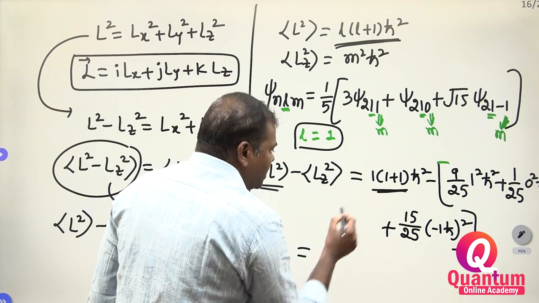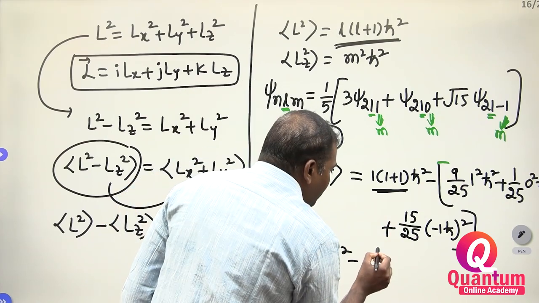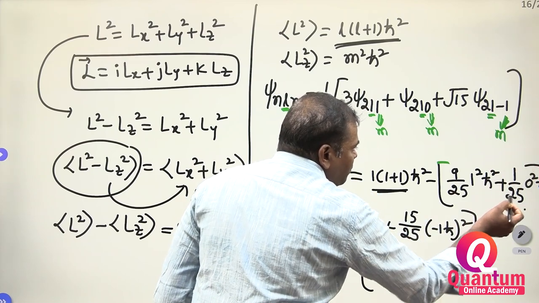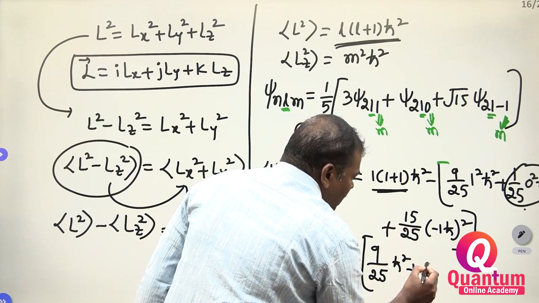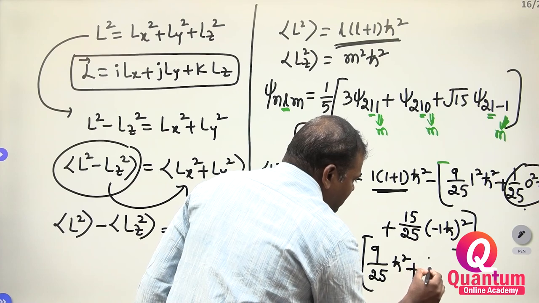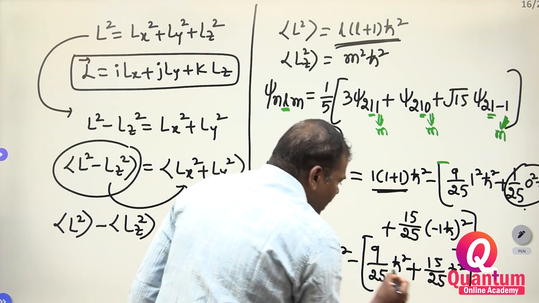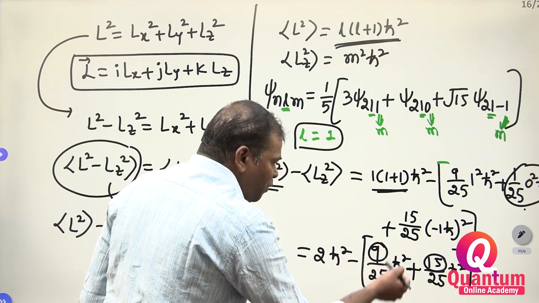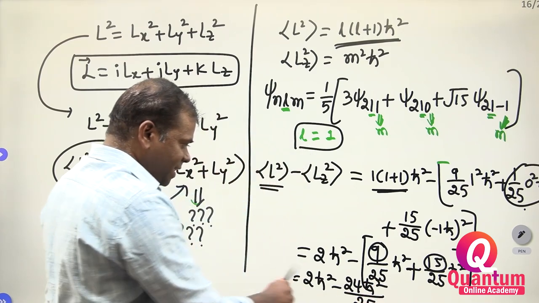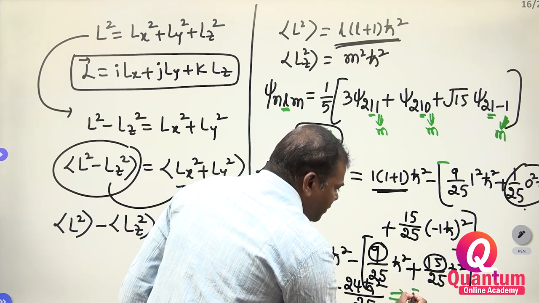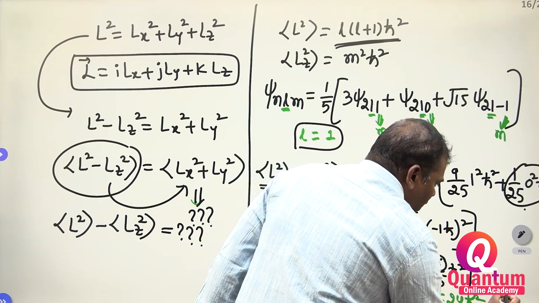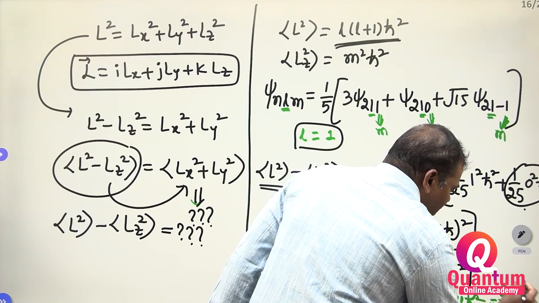Here 1 plus 1 is equal to 2, so 2 h cut square minus 9 by 25 h cut square. This one is 0 into something, which is equal to 0, plus 15 by 25 h cut square with minus into minus giving plus. Here 9 by 25 and 15 by 25, how much are you getting? 24 by 25. So 2 h cut square minus 24 h cut square by 25. Take the LCM: 50 h cut square minus 24 h cut square divided by 25. 50 minus 24 is equal to 26 h cut square divided by 25. This is your answer. Right?